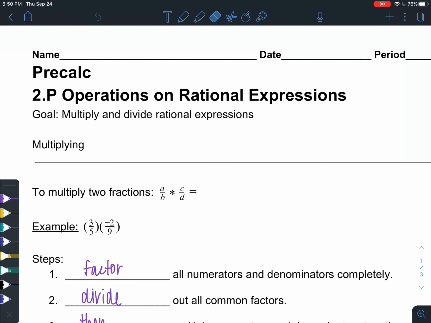So today we're going to be doing operations on rational expressions, starting with multiplying and dividing. This is in chapter P, which is why this is called 2-point P. It just goes better in chapter 2. So first we are going to work on multiplying.